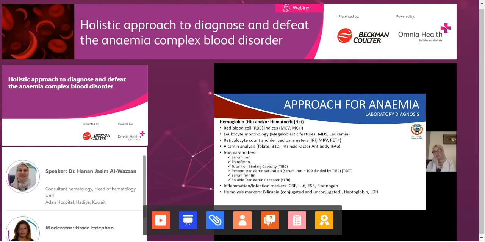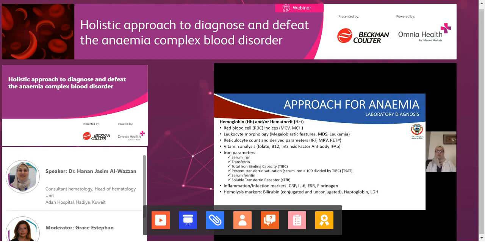We start, first of all, with the diagnosis of anemia by measuring the hemoglobin and the hematocrit, then a classification of anemia. Measuring the white cells and the platelets can also help in diagnosis, showing whether this is a bone marrow disease or isolated anemia.